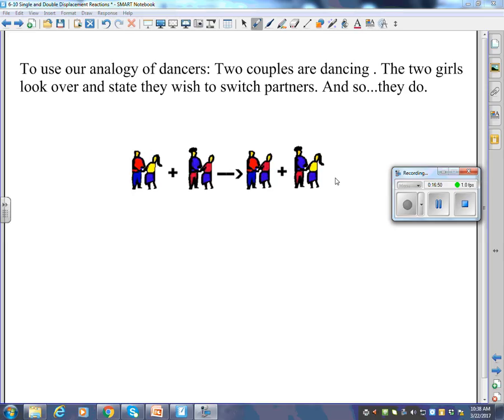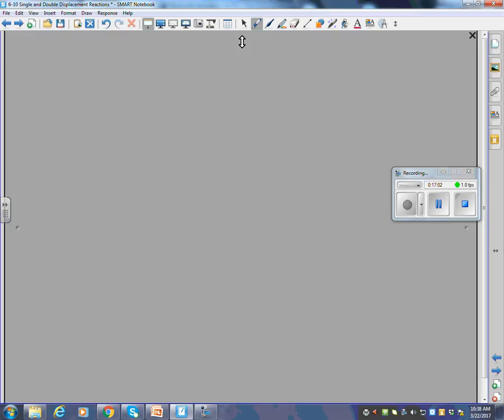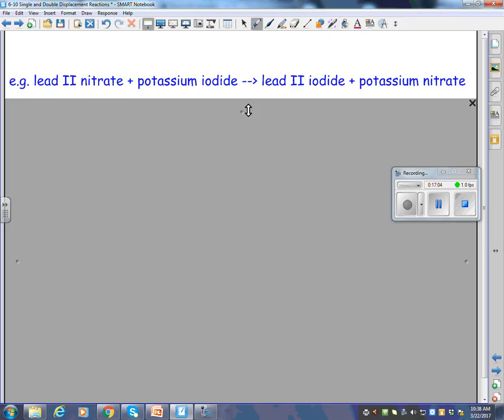So here, the red shirt guy has kicked out the blue shirt guy. He goes over there and dances with the yellow shirt girl. Okay? This is called double displacement. Okay. Here's a hard one.